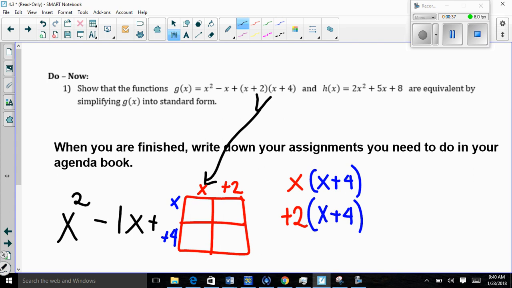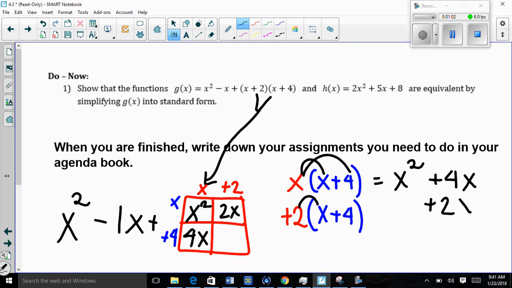This is just saying x squared minus 1x, and it wants us to combine like terms. What is x times x? X squared. What's 4 times x? 4x. If I did it this way, I would get the same thing. 2 times x is 2x. And 2 times 4 is 8. And then I combine like terms.